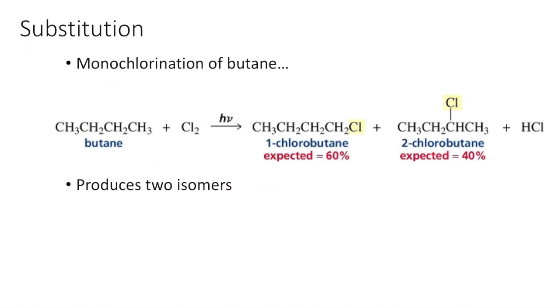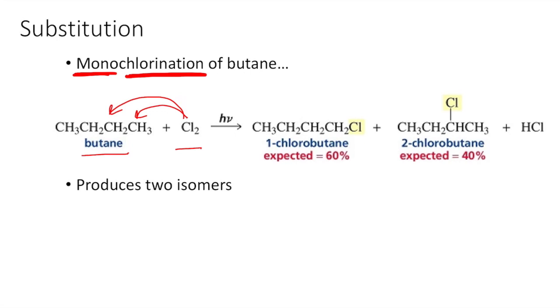Here is an example where we're getting more than one isomer that's formed. This is the mono, meaning one, chlorination, meaning we're adding chlorine, the monochlorination of butane. So we have butane, and butane again reacts with chlorine. There are two of them because it's diatomic. And the chlorine attaches in where one of these hydrogens go. Now, since just one chlorine attaches in, it's going to produce two products.